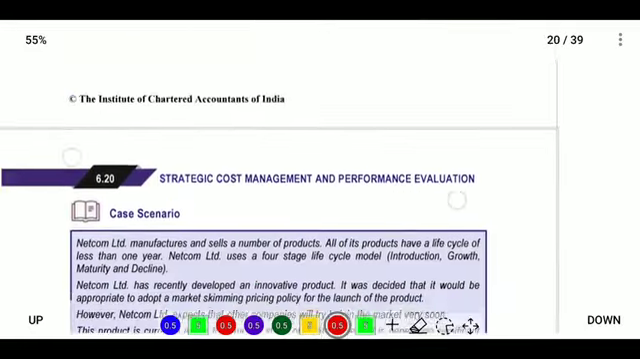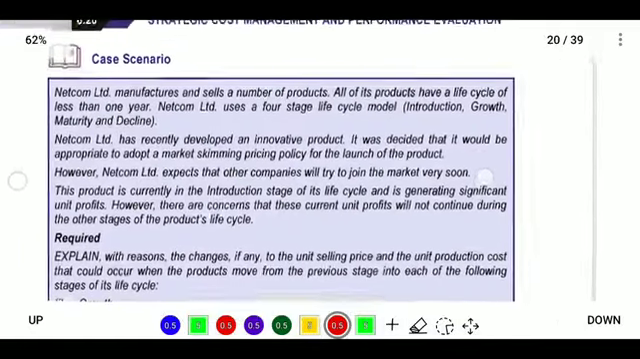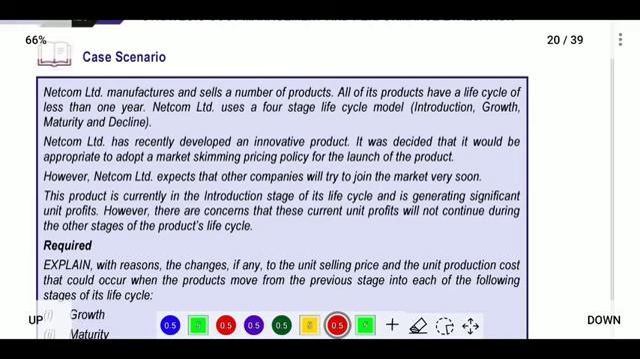Next, case scenario. They provided one case scenario. What is there in this case scenario? Netcom Limited manufactures and sells a number of products, all of its product life cycle of less than 1 year. So its product life cycle will be less than 1 year. Netcom Limited uses 4 stages of life cycle. What are the 4 stages? Introduction, growth, maturity, decline.